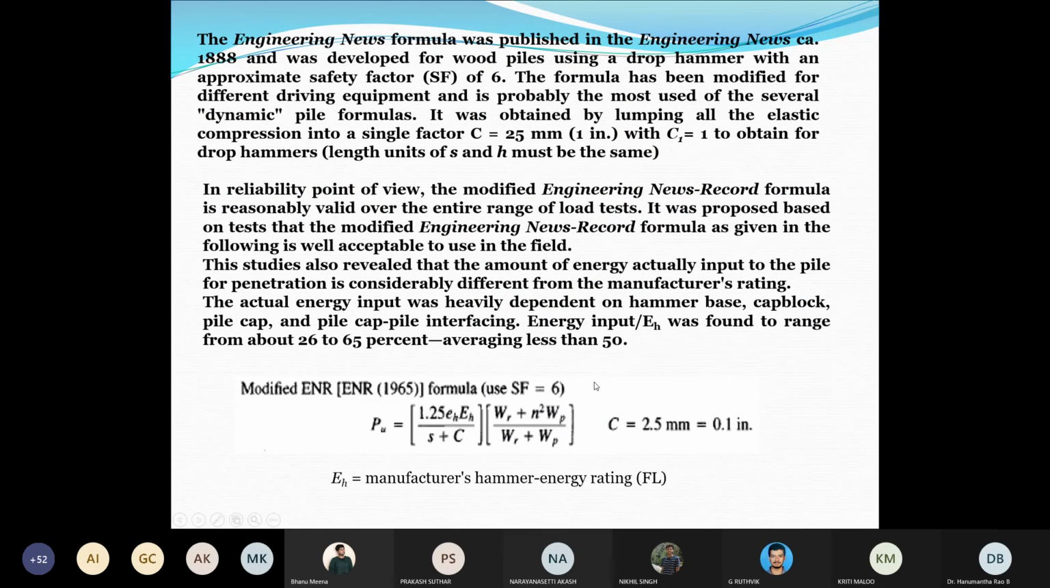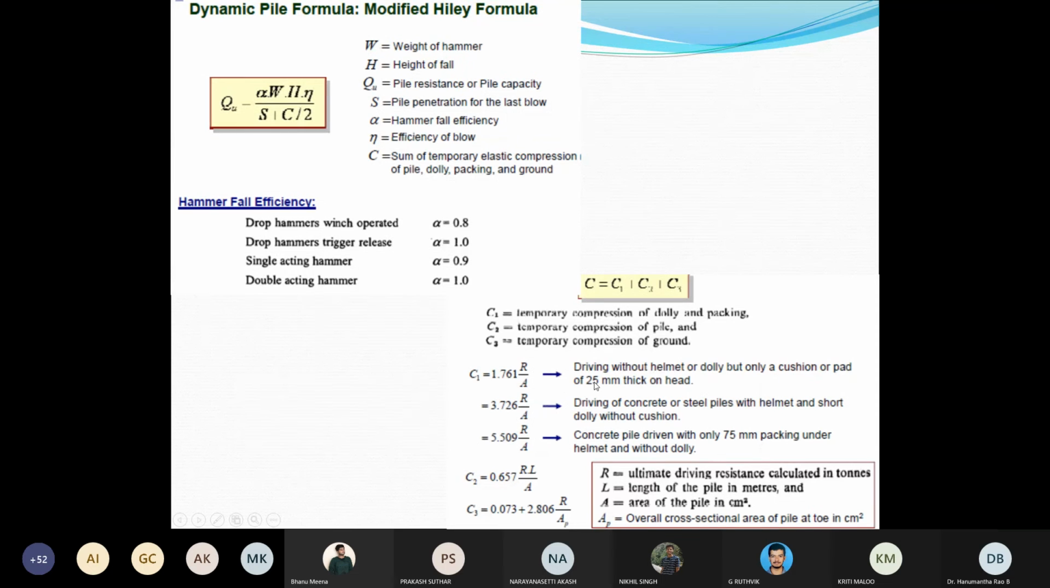This is the formula we discussed. Then there are other formulas, such as the modified Hiley formula. Hiley has given two varieties of formulas. The ultimate bearing capacity of the pile is Qu = α·W·H·η divided by S + C/2.